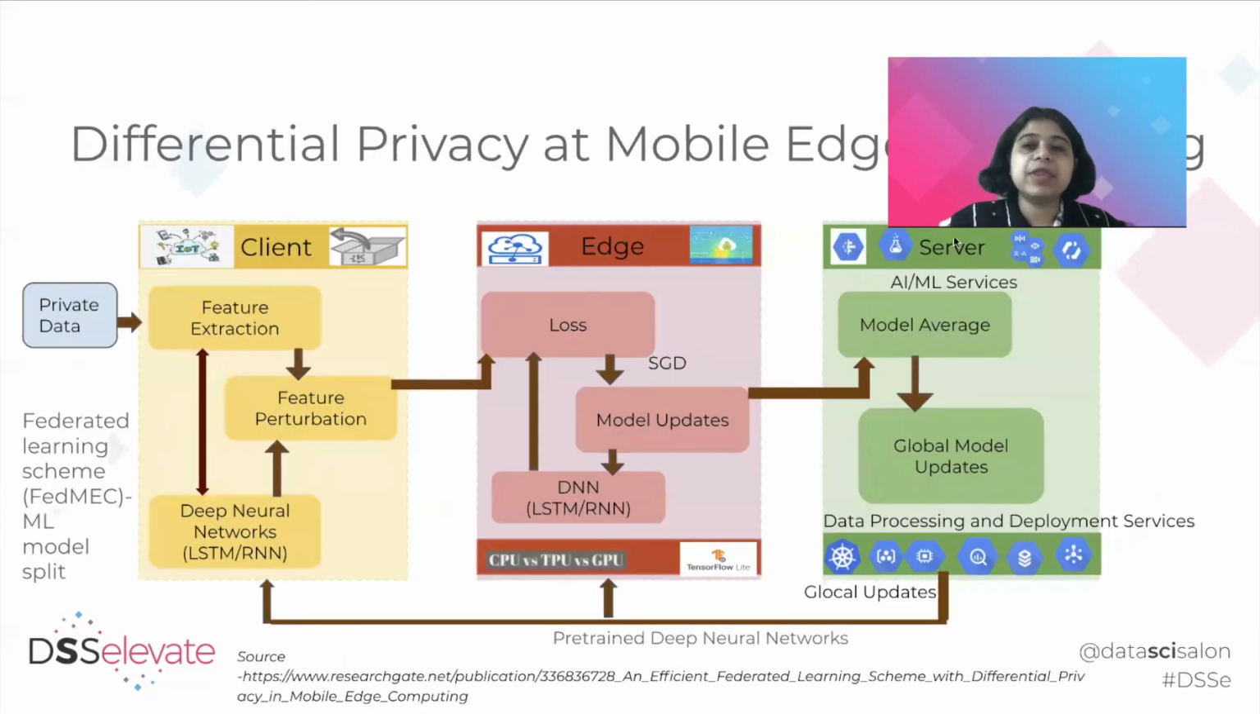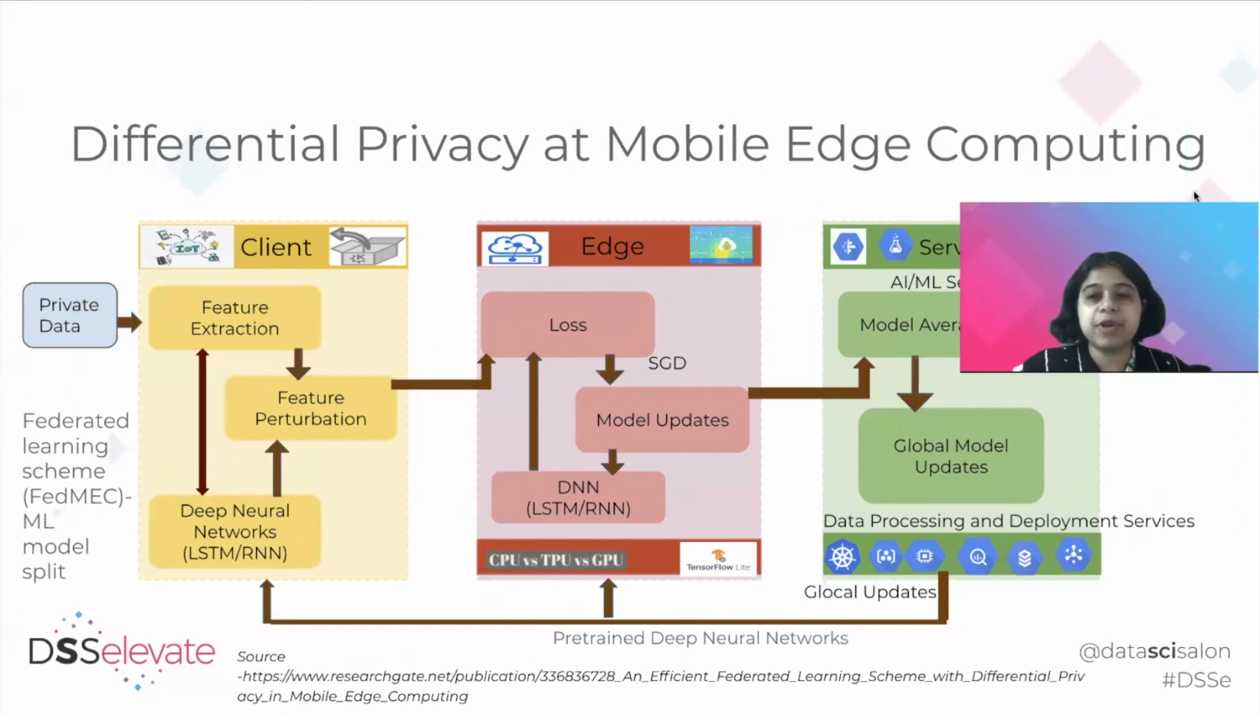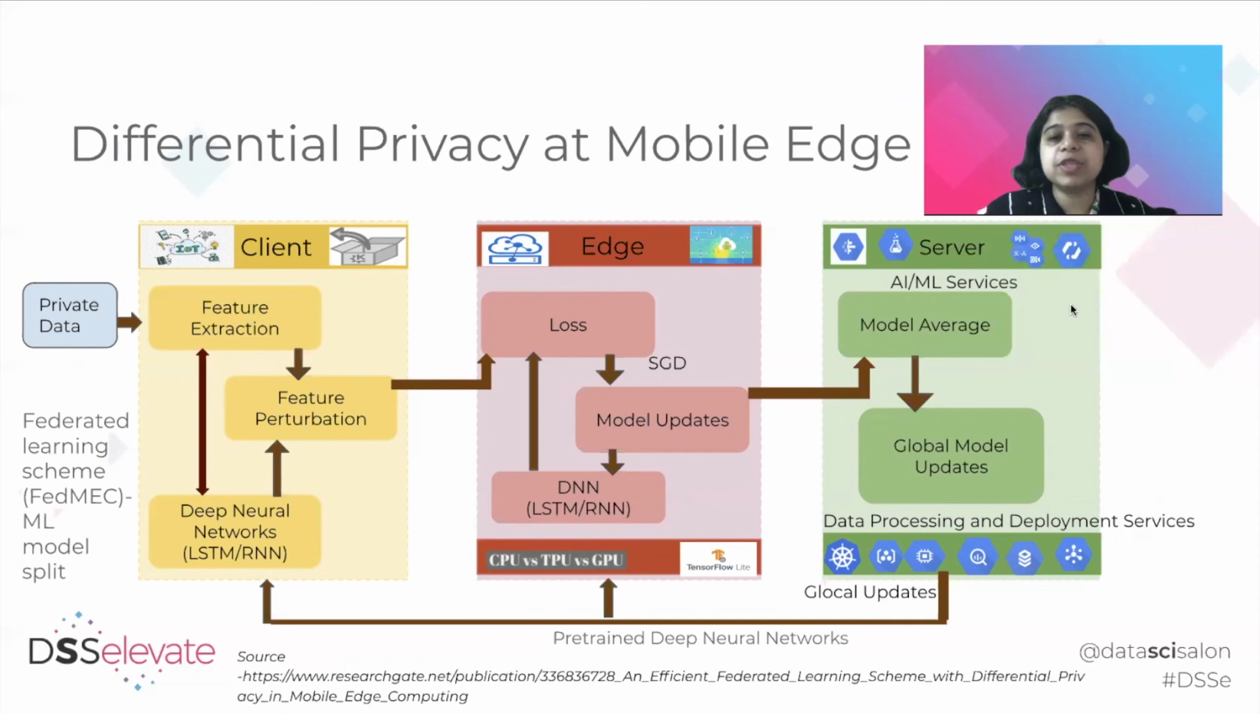If you are thinking of differential privacy in terms of federated learning, how do we have a federated learning framework at the edge, with mobile edge computing? Why edge devices? Because they offload a lot of tasks. Some part of the task can be processed by the client, and most of the heavy duties can be processed by the edge servers.